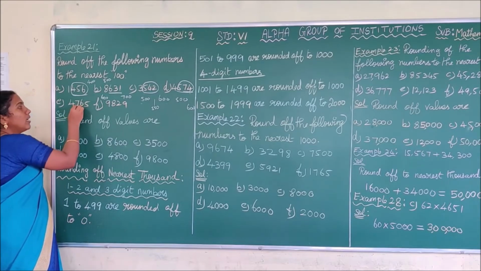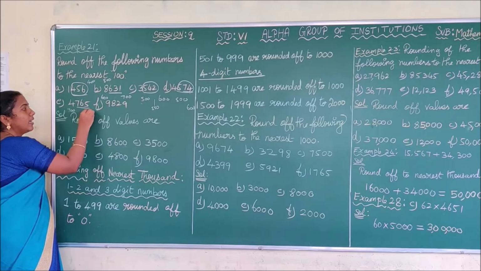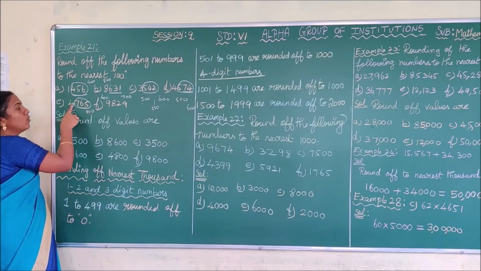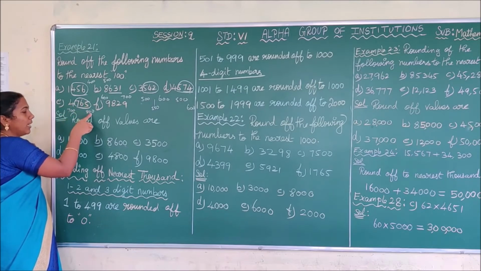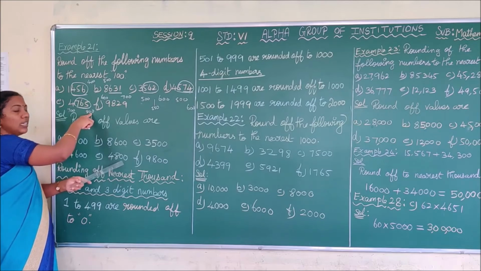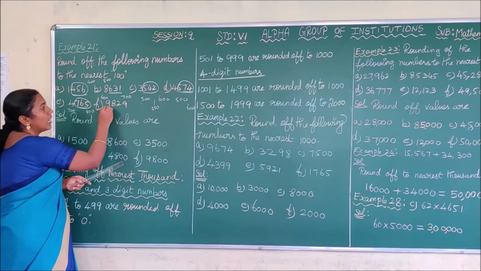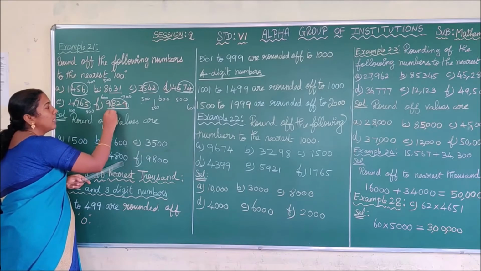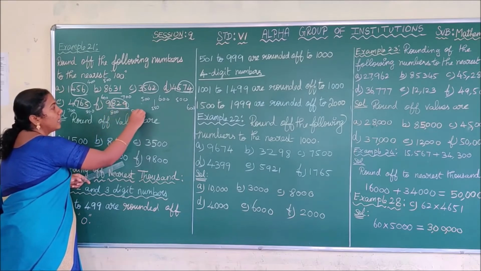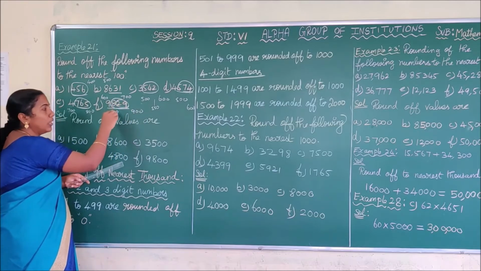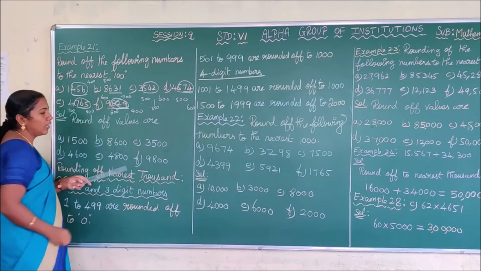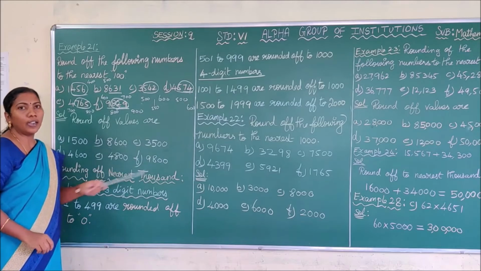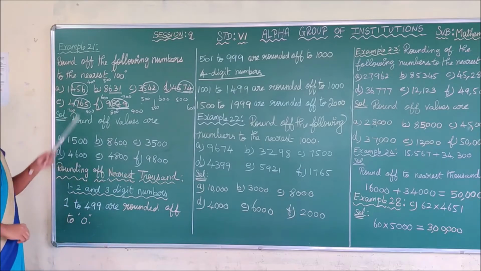4765. 765 lies between 700 and 800. See, it is closer to 800. So 765 is rounded up to 800. So your answer is 4800. See the next one. 9829. Consider this 3 digit number. It lies between 800 and 900. It is 29, so it is before the 50 number. So it should be rounded to 800. Your answer is 9800. That's all about rounding off to the nearest 100.